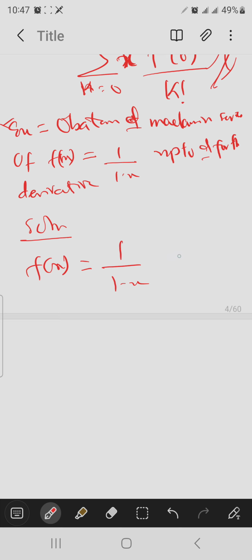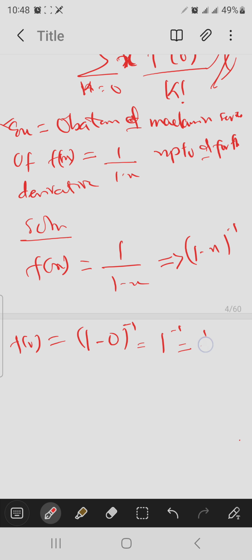So when you do this, you know this one is a form of a fraction, so this will now be equal to 1 minus x all raised to power minus 1. After that you are going to find f of 0. F of 0 will be 1 minus 0 all raised to power minus 1, which is 1 over 1, which equals 1. Find f of 0 first, so that we know where we are going.